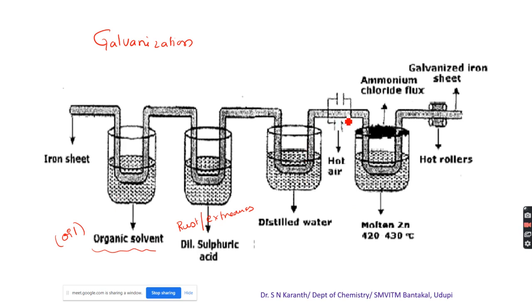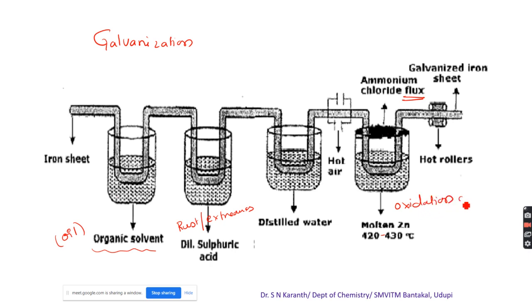Then it is passed through a dryer in order to dry the component. Then after that, the article is dipped in molten zinc, maintained at a temperature of about 425 to 430 degrees Celsius, which is covered by an ammonium chloride flux. This ammonium chloride flux is introduced in order to prevent the oxidation of zinc.